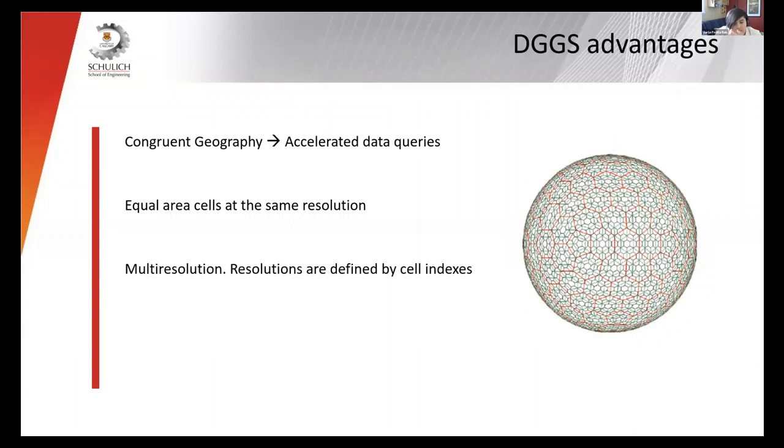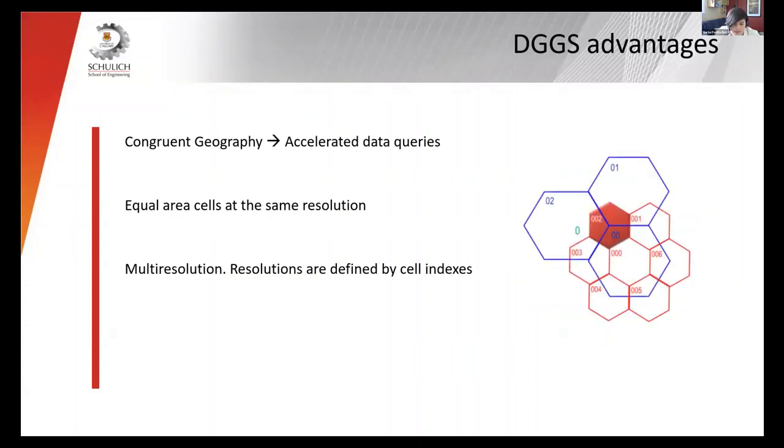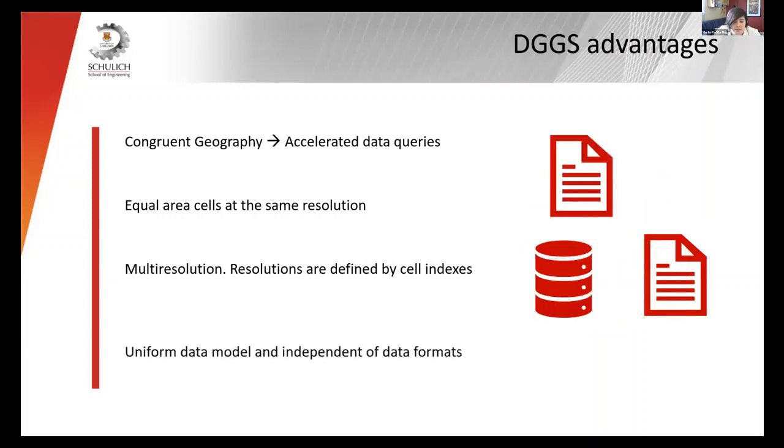It is a multi-resolution system by nature, and the resolutions are defined with cell indexes. So multi-scale analysis can be carried out easily. The data model is globally uniform and allows to integrate geospatial information from various data sources, and it's independent of the original data formats, both vectors and rasters.